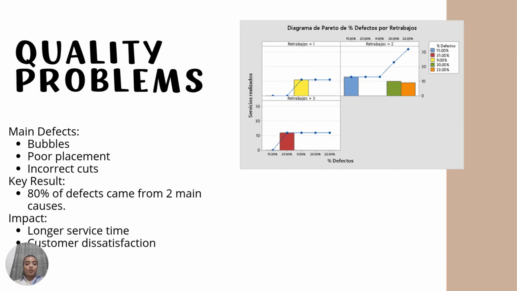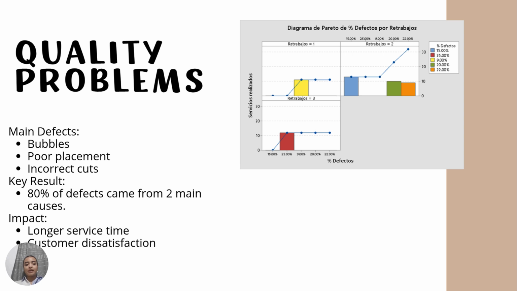Quality problems were also identified during the measurement stage. The main defects were bubbles, poor placement, and incorrect top cuts during installation. Using Pareto analysis, it was identified that 80% of the defects came from two main causes. These problems directly affected service time and customer satisfaction.